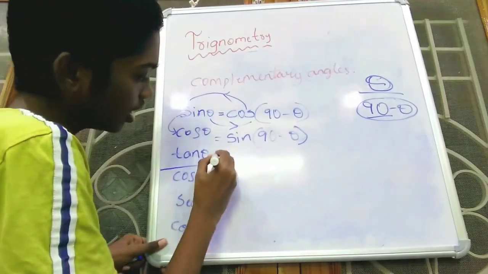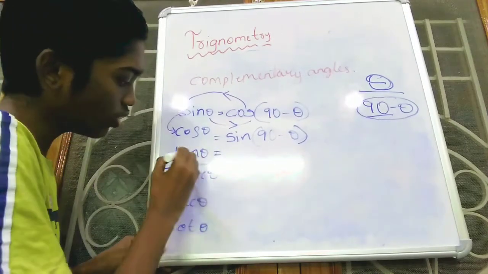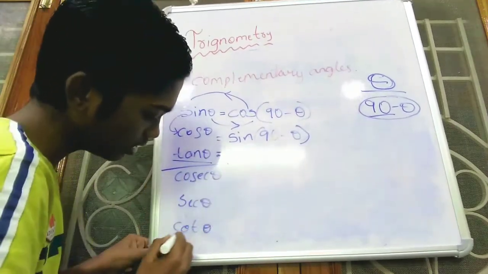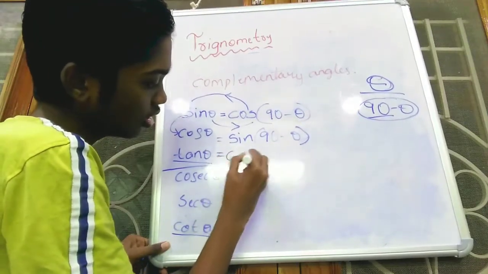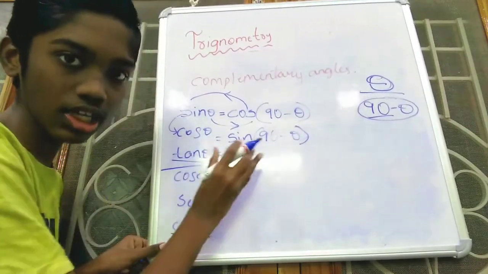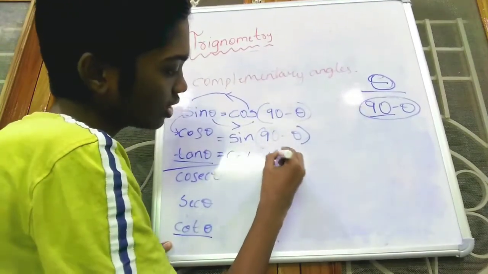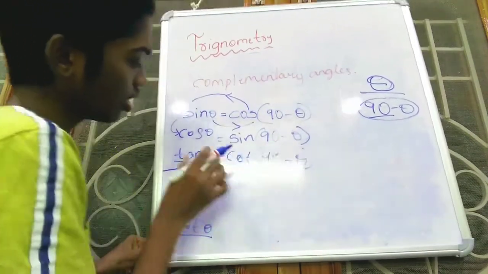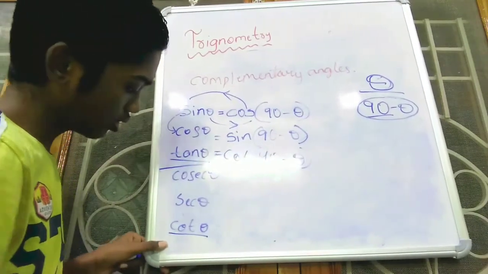Now coming to the tan theta. There is one more trick for tan theta. We know that the reciprocal of tan theta is cot theta. Then you write cot, as the reciprocal of tan is cot, here you must write cot of 90 minus theta, which is as usual. Then tan theta is equal to cot of 90 minus theta.